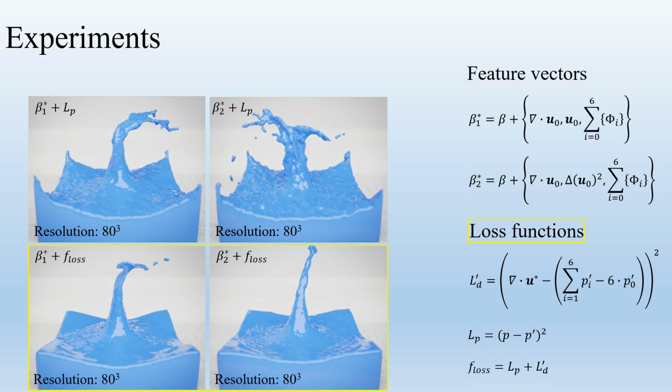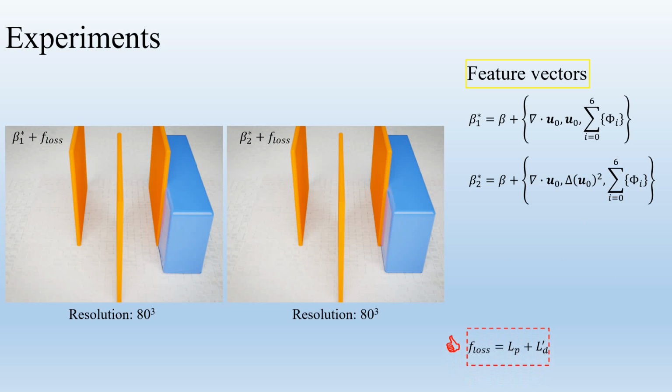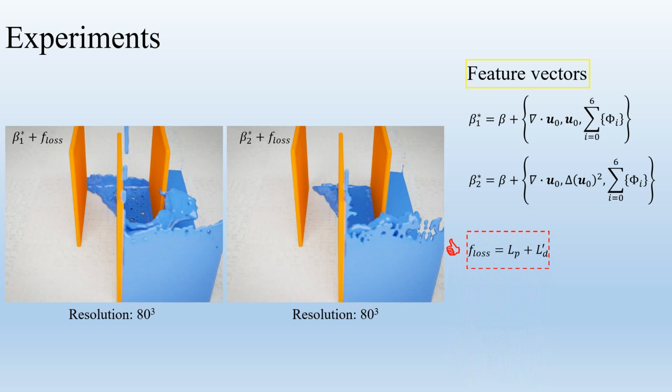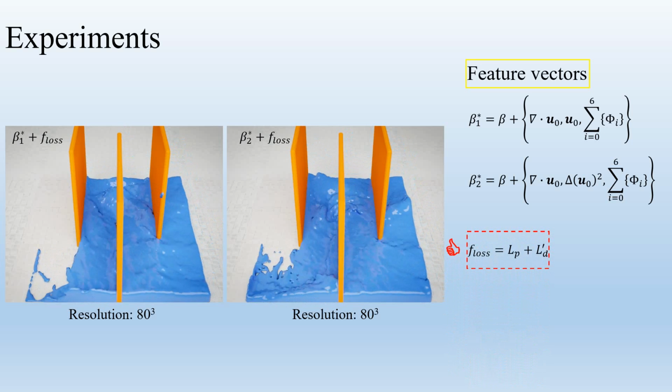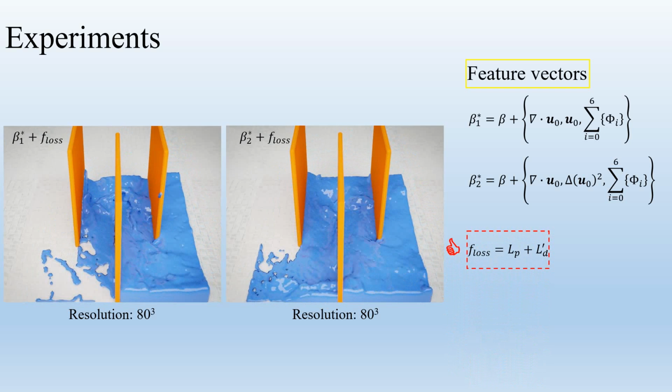Visually, the neural network trained only by LP as the loss function produces obvious artifacts, and when we use L_loss as the loss function, the results become better. Then we compare different feature vectors to choose a suitable beta. As can be seen from the quantitative statistics of divergence, the network trained with beta 2 is better than that with beta 1.